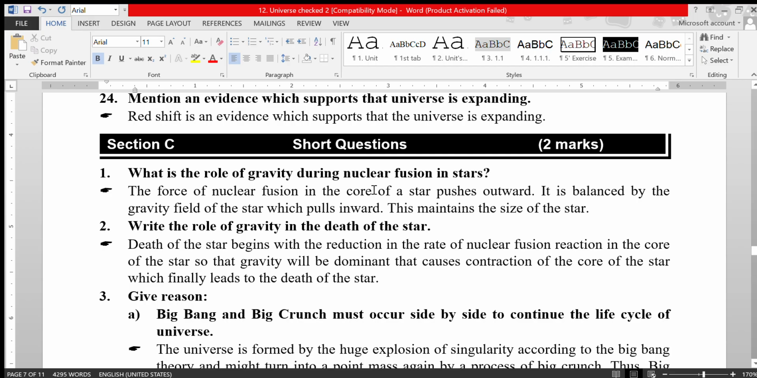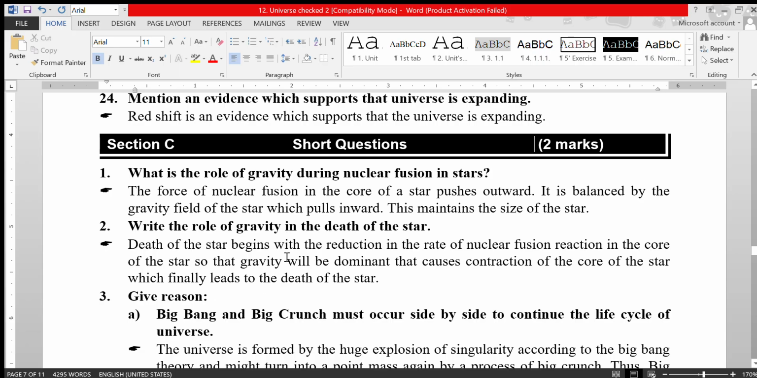What is the role of gravity during nuclear fusion in a star? The force of nuclear fusion in the core of the star pushes outward, it is balanced by the gravity of the star, which pulls inward. This maintains the size of the star.